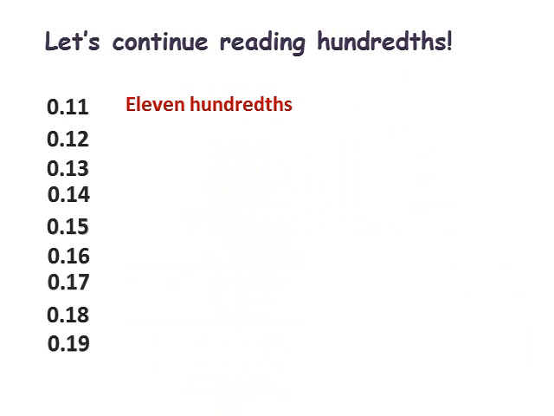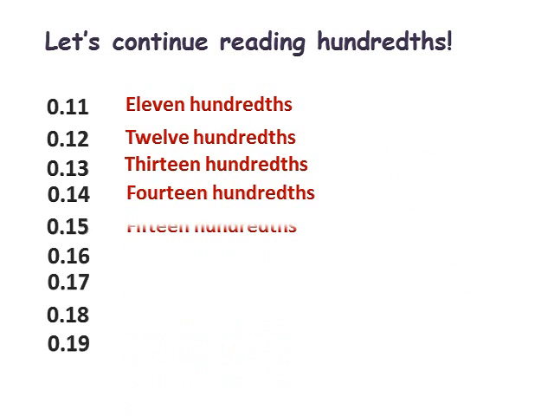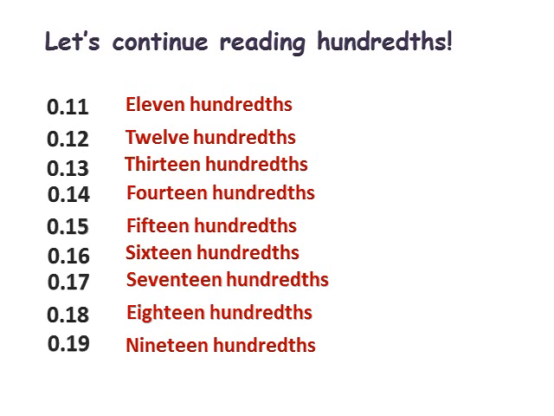Let's continue reading. Okay, so this is 11 hundredths, and so on, 12 hundredths, 13 hundredths, 14 hundredths, 15 hundredths, and so on up to 19 hundredths. And after 19 hundredths, what will be the next one? Well, you can say 20 hundredths, or the more simplified term would be 2/10.